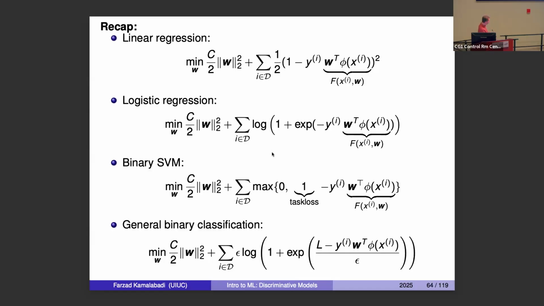And here's the general form of binary classification. I'm writing it in the form of that general expression that I have with the epsilon and log of 1 plus the exponential of L minus the same term, the f that we had before. In the interest of time, I'll leave this for you to look at, but basically, look at the cases. If you set epsilon to 0 and L to 1, essentially you get this one, and vice versa. So they're all related. They're all special cases of a more general model formulation.